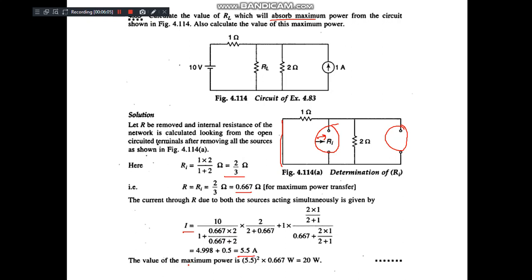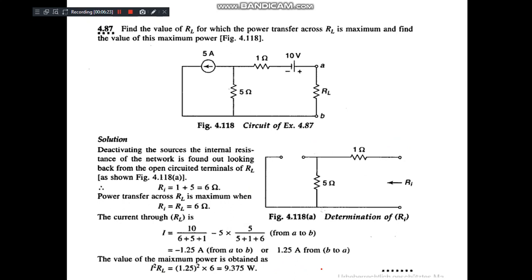But here the question is maximum power. So I square into RL, and finally the power is 20 watts.